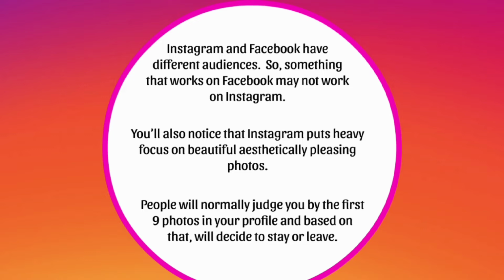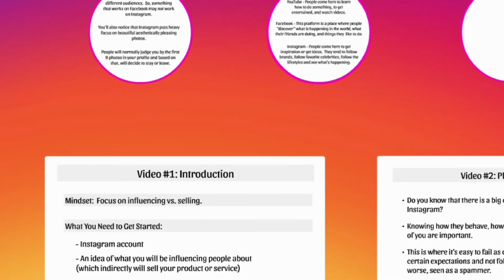On your Instagram profile, when people go to the profile, they're going to see about a few images. And people will normally judge you based on the first 9 photos in your profile. And based on that, they will decide to stay or they will decide to leave. So you've got to make sure that you choose your best 9 photos at the forefront. So when somebody comes to your Instagram profile, they see the best of the best, right?